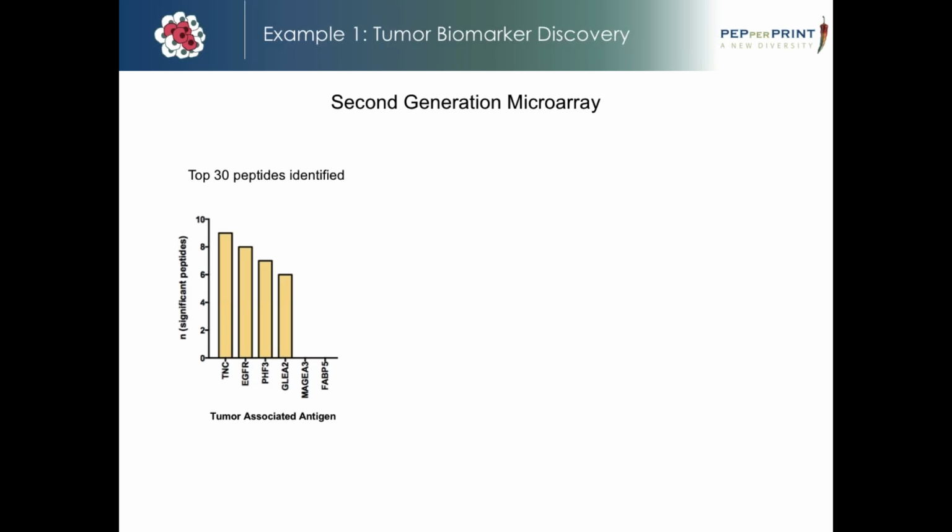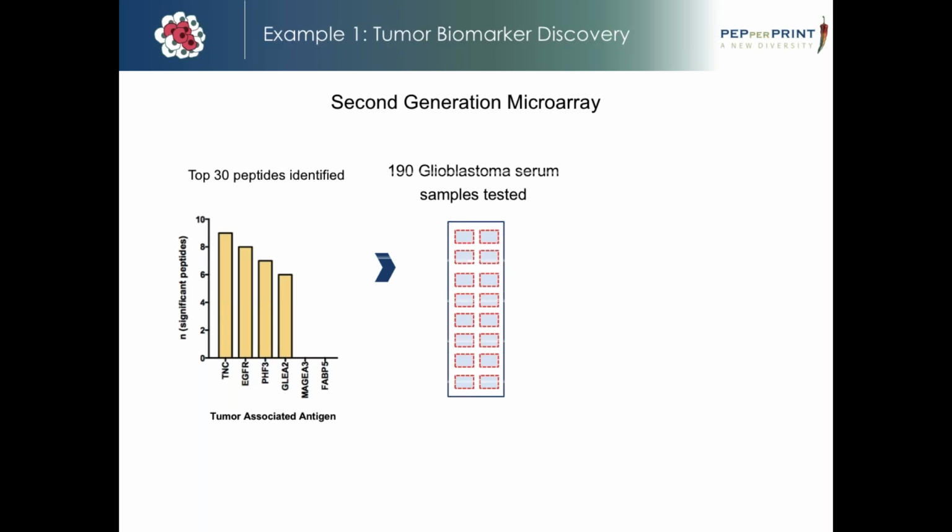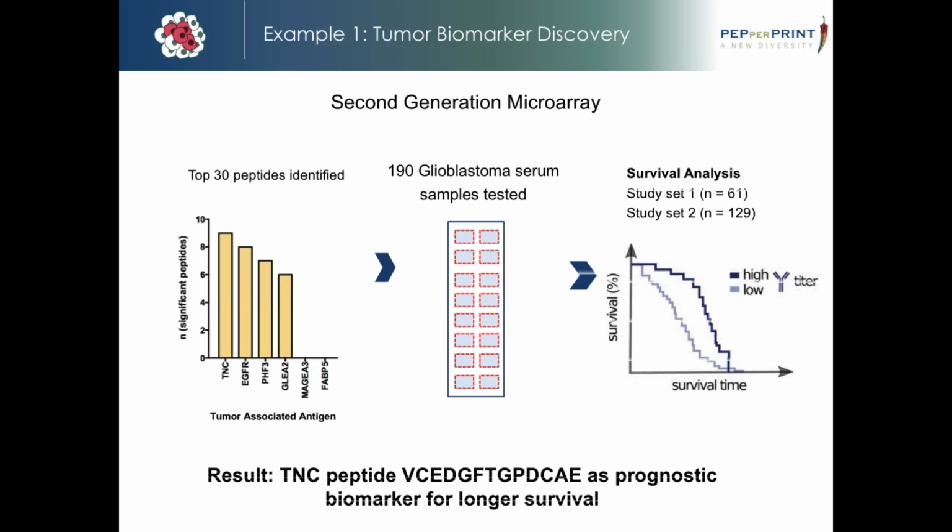This technique is quite familiar: we do a primary screen, and then once we can drill down into specific candidate markers, we can do a secondary generation, which saves on time and costs, and basically gives a higher resolution. We started with 2 multi-center study sets, and 190 glioblastoma serum samples were tested on this array. Then we used bioinformatic analysis, which resulted in the identification of a TNC peptide as a prognostic marker peptide for the long-term survivor group.